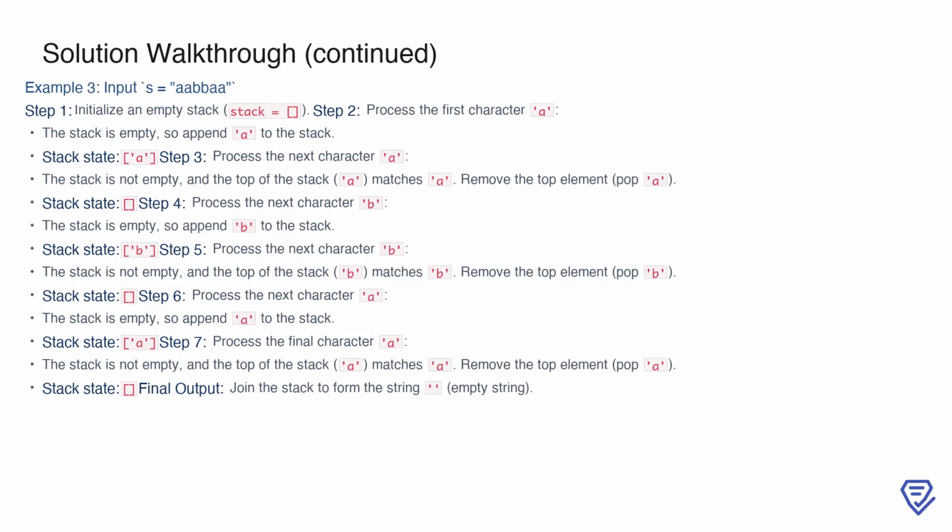For example 3, the input string is aabbaa. As usual, we begin with an empty stack. The first character is a, and since the stack is empty, we append a, making the stack a. The next character is another a. The top of the stack matches the current character a, so we pop a, leaving the stack empty.